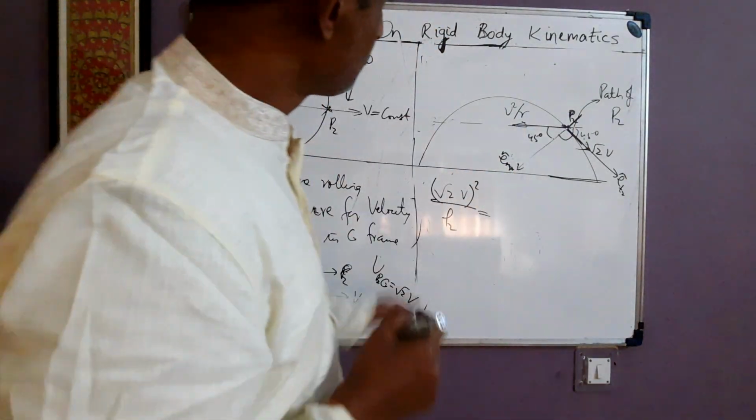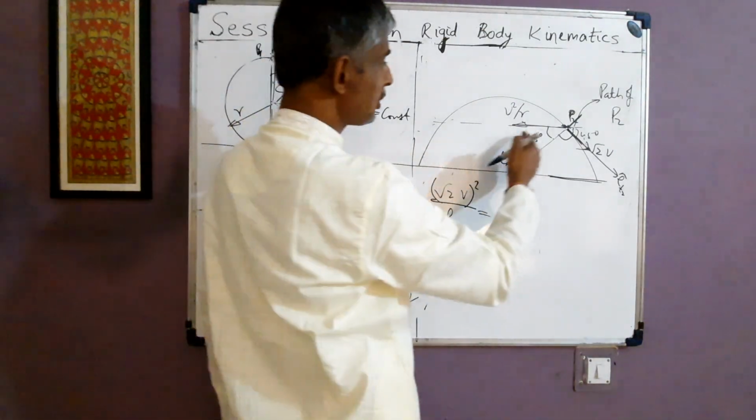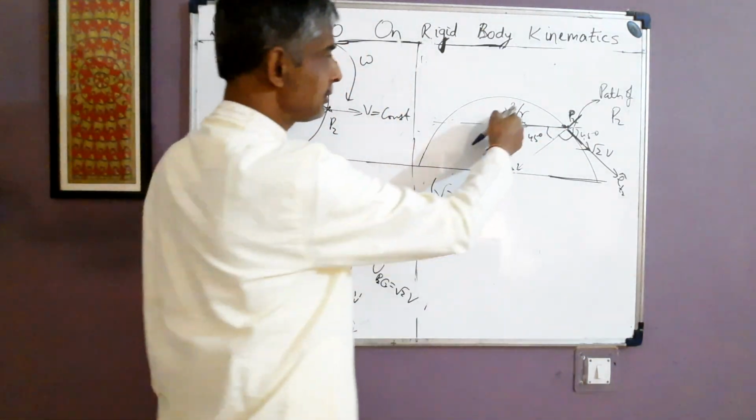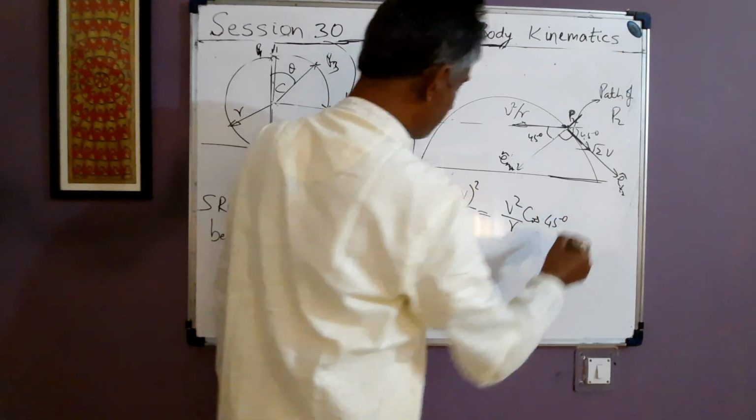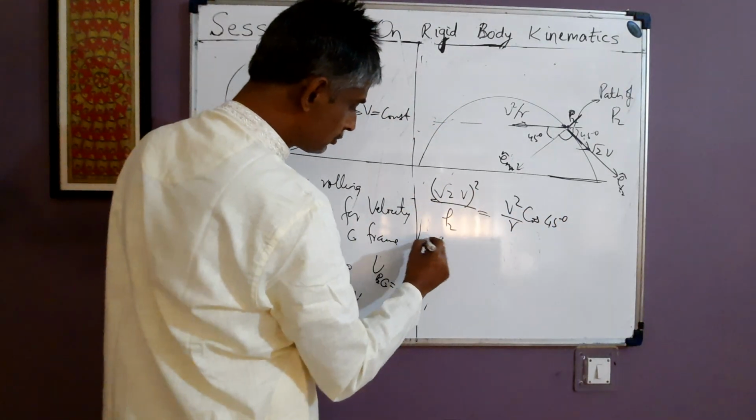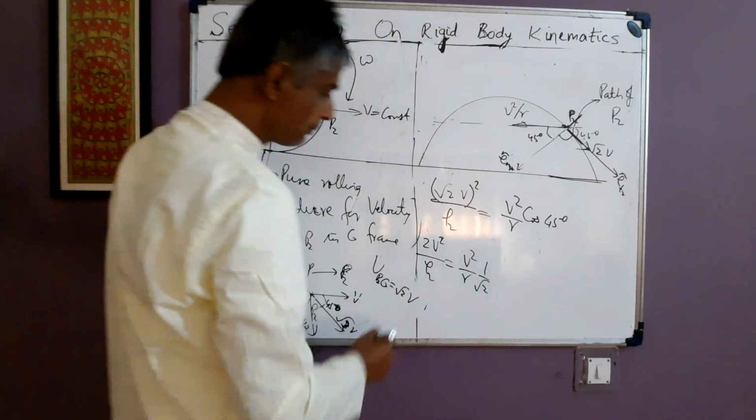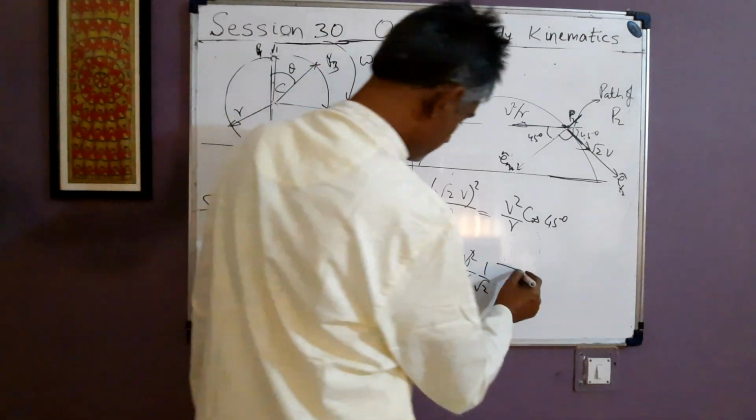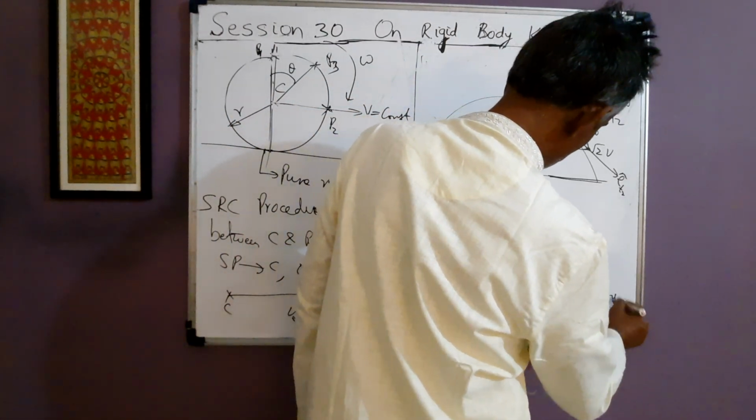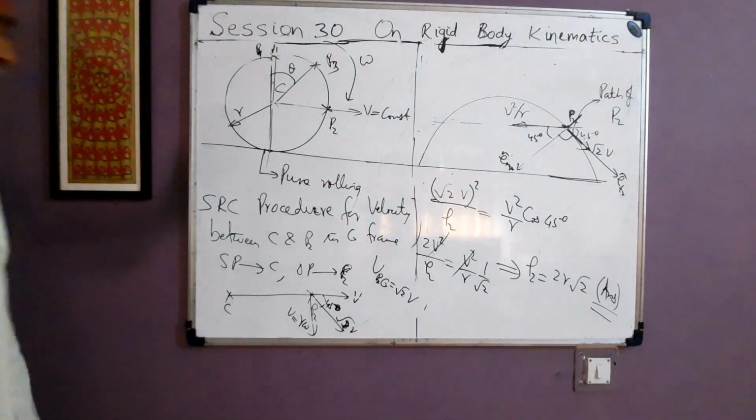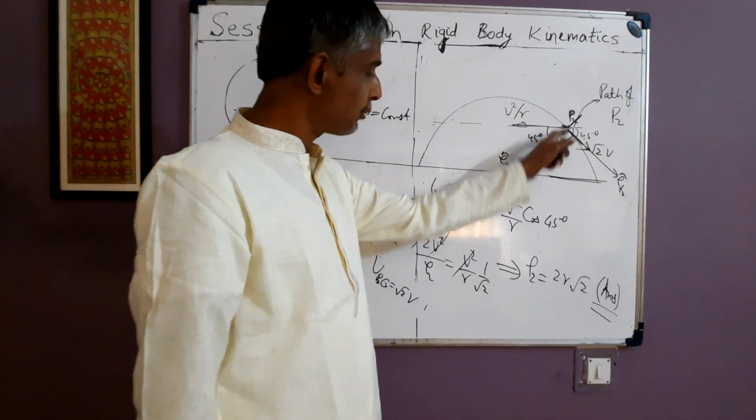Okay. And what is the actual acceleration of P2? V square by r leftward. So its normal acceleration is how much? Component of this in this direction, which is V square by r cos 45 degree. Root 2V square becomes 2V square by rho 2, equal to V square by r into 1 by root 2. Now V square cancels out. So rho 2 becomes 2r root 2. This is the value of rho 2. So 2r root 2 is the required value of radius of curvature of the curve at point P2.